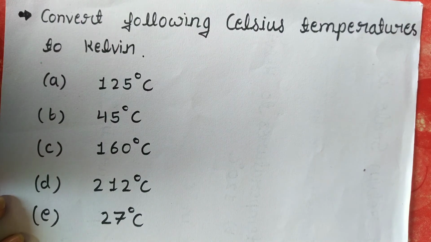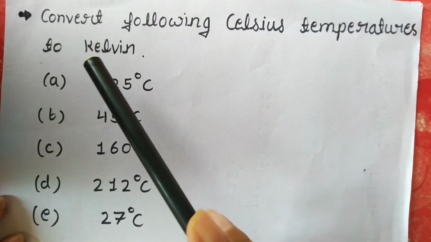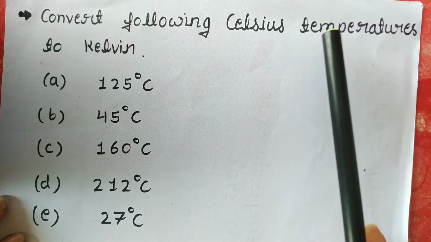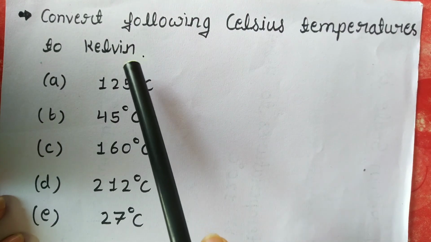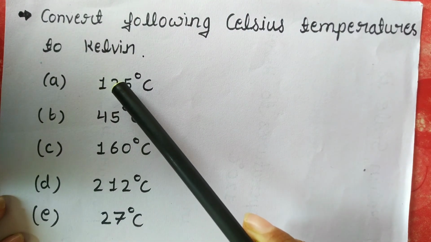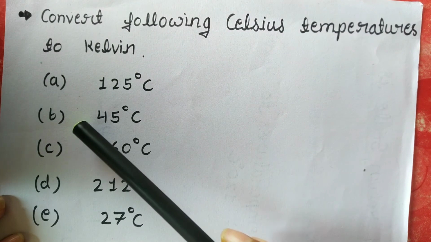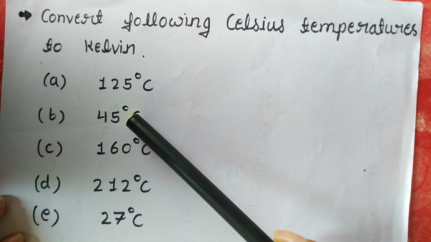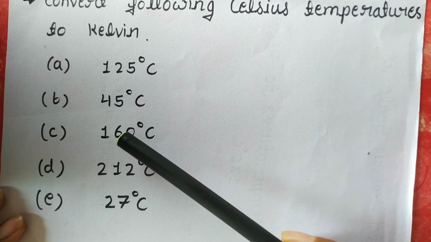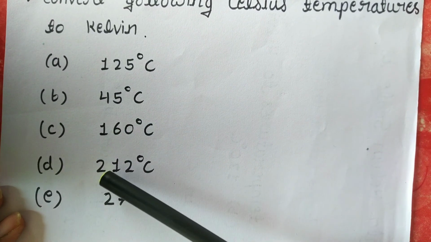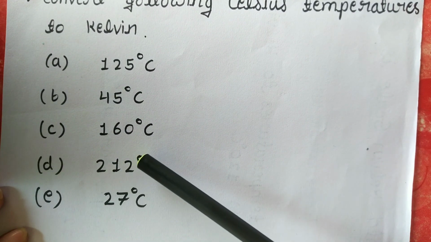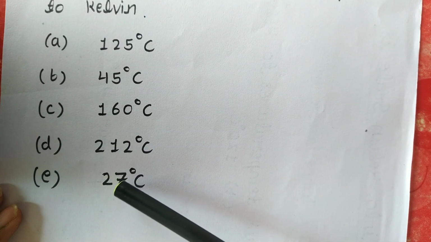So dear children, solve some examples. Convert following Celsius temperature to Kelvin. Here first 125 degrees Celsius, second 45 degrees Celsius, third 160 degrees Celsius, fourth 212 degrees Celsius and fifth 27 degrees Celsius.